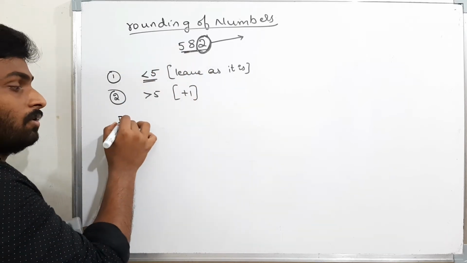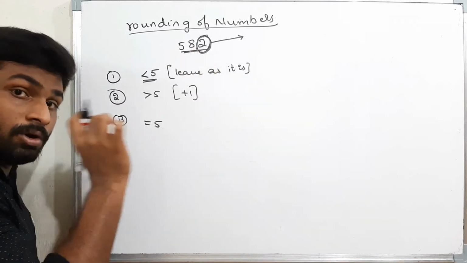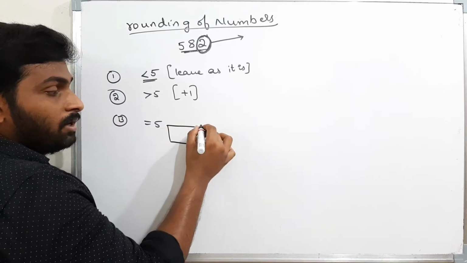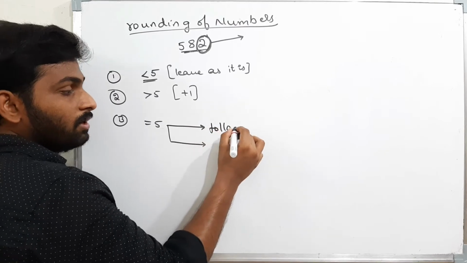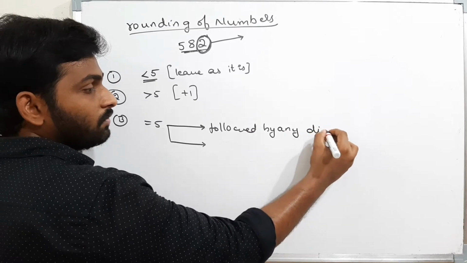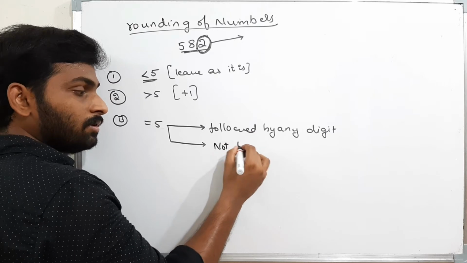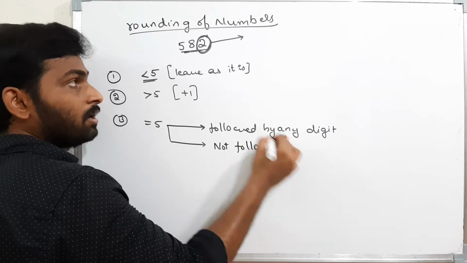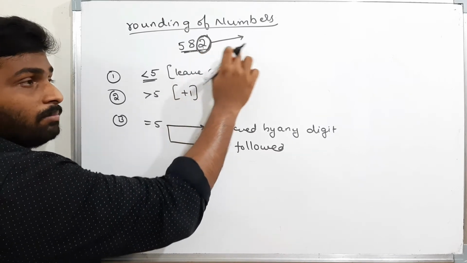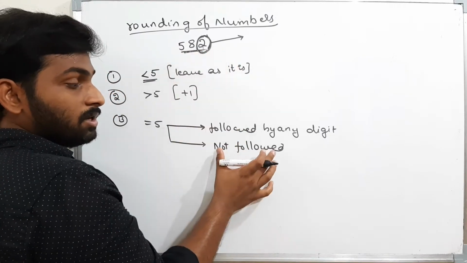Now if the number which I am going to round off is equal to 5, then two rules are there. I have to see whether it is followed by any digit, or whether it is not followed by any digit. Here, 2 is the number which I am going to round off, and it is not followed by any number. Therefore this is the case. This 582 is the not-followed case.